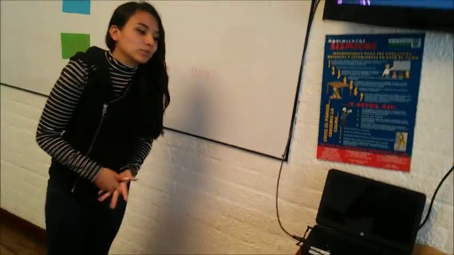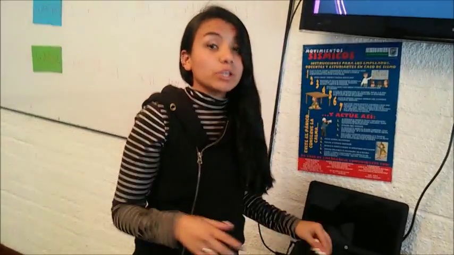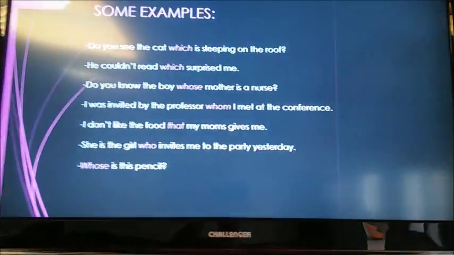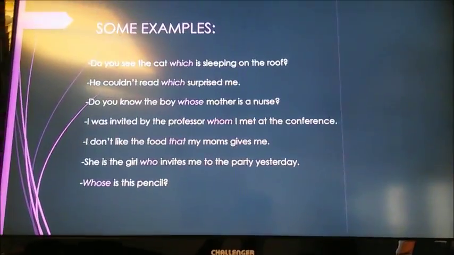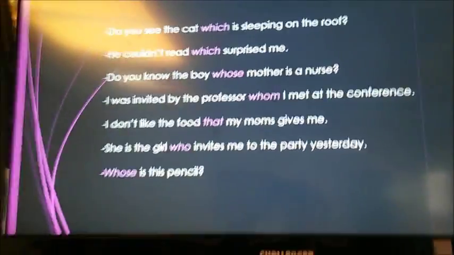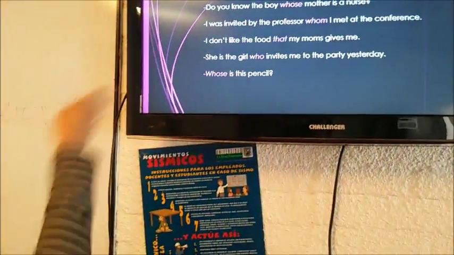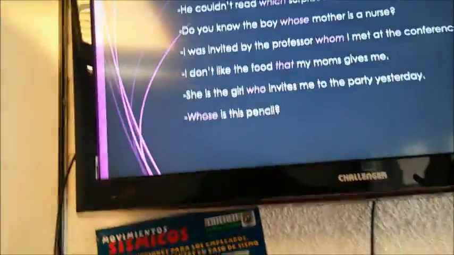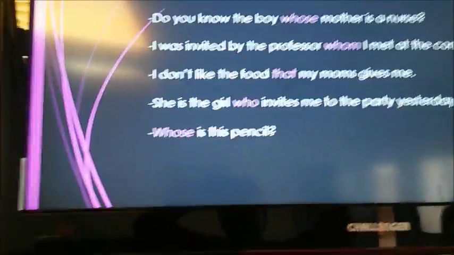Okay, now we're going to show you some examples of how we use these relative clauses. First we have, do you see the cat which is sleeping on the floor? So here, which is the relative clause that is putting emphasis on the cat. Okay, the next example is with the relative clause whose. The example is, whose is this pencil? This relative clause indicates the possession of the object.